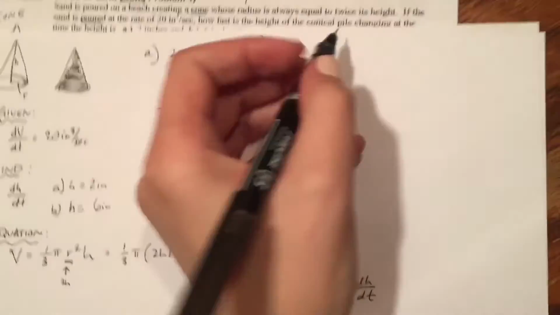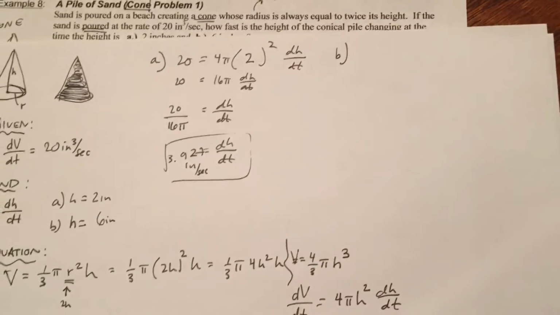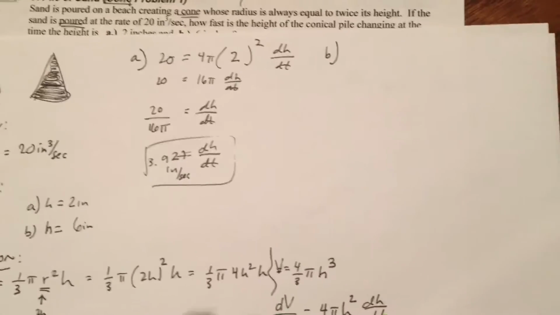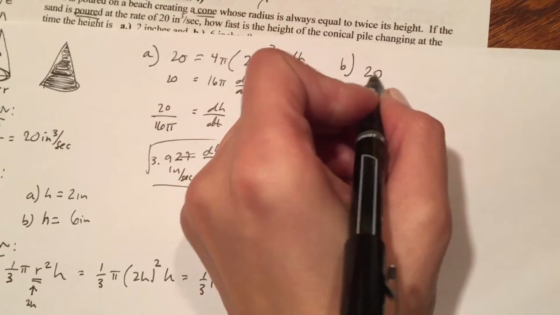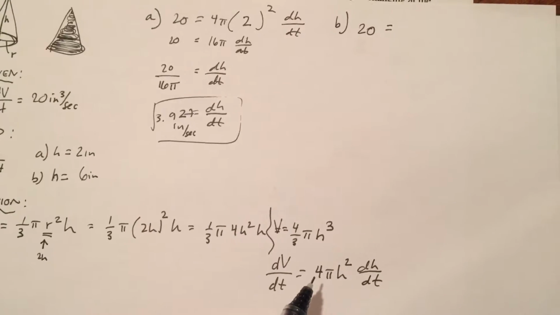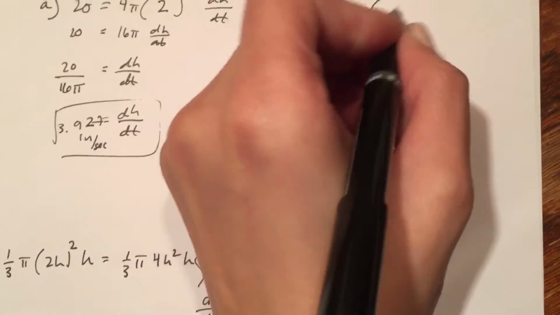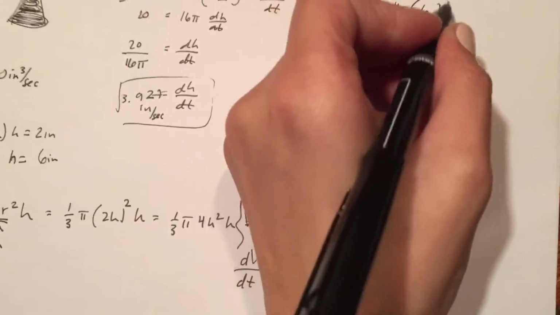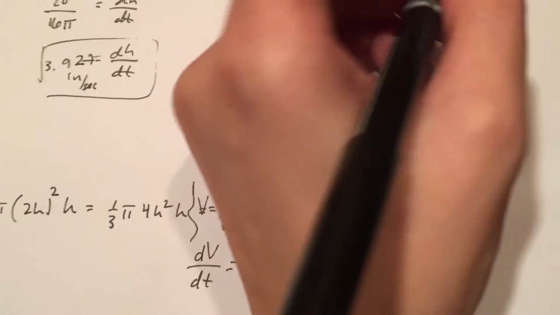Then we repeat that process for part B, doing the same thing here. What we get is still a rate of volume of 20, so dV/dt is still equal to 20. Then we've got 4 pi times h squared times dh/dt. In this case, for part B, h is equal to 6, so 6 squared times dh/dt.